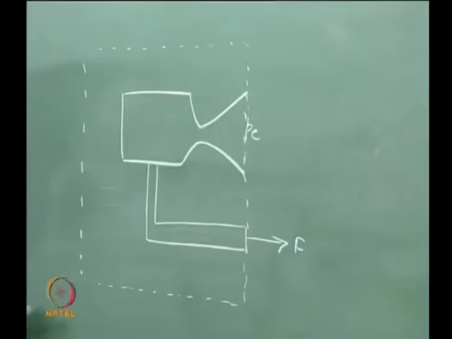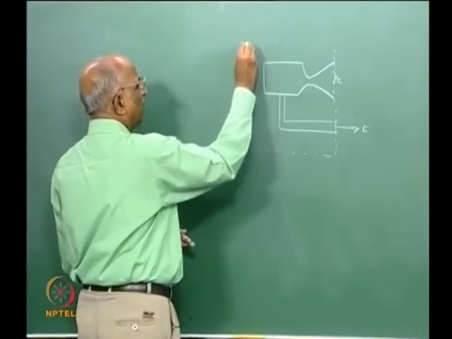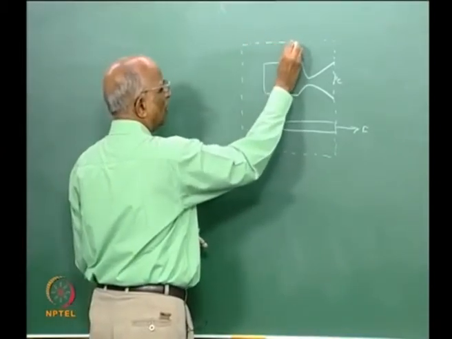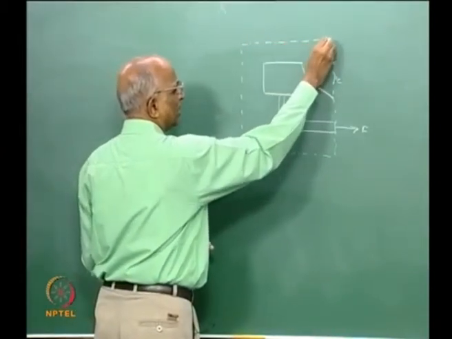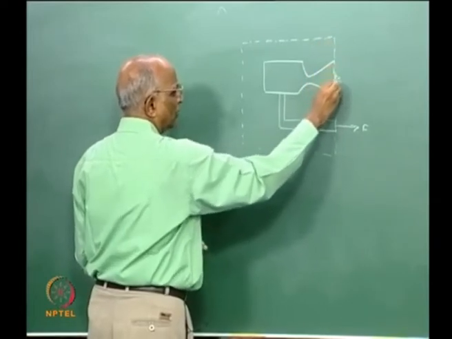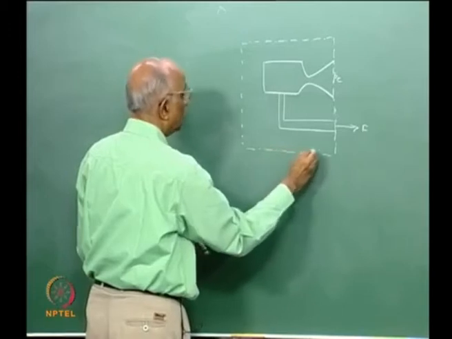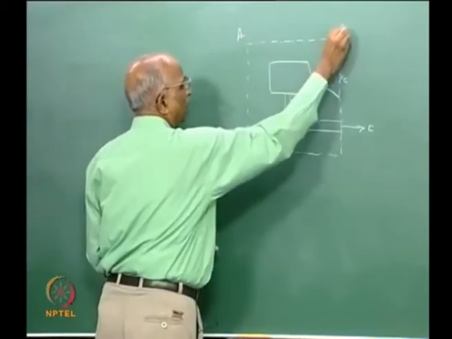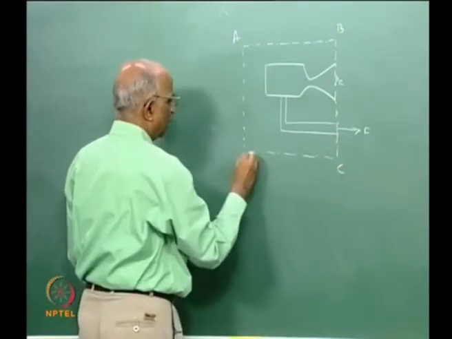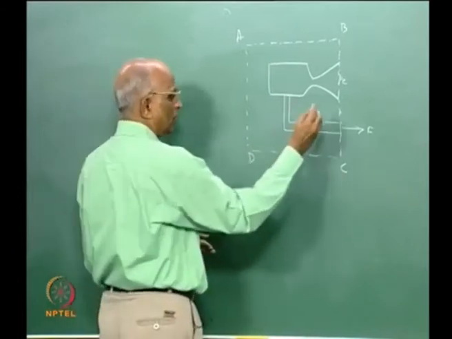Now I want to find out this force. I find that everywhere on the walls of the control volume, that is these imaginary lines I am drawing now, let us call them the AB line, BC line, CD line. The nozzle is EF.